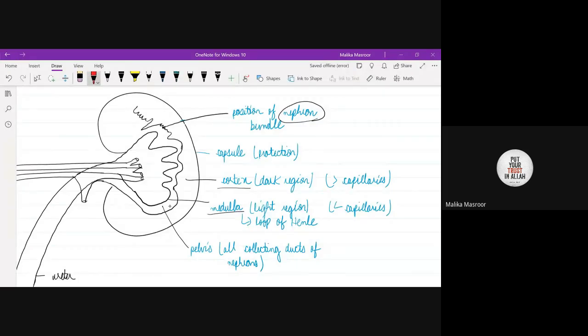Inside this part is your medulla, that is your lighter region. Over here it contains your loop of Henle, that is a part of your nephron. You will just see it in a little while. It's a lighter region. Why? Because it has fewer capillaries as compared to your cortex.